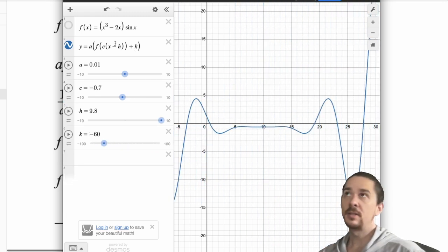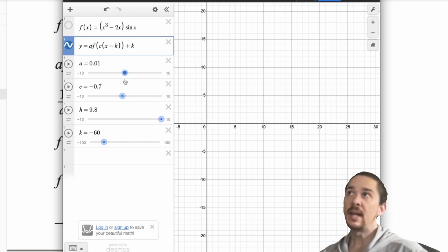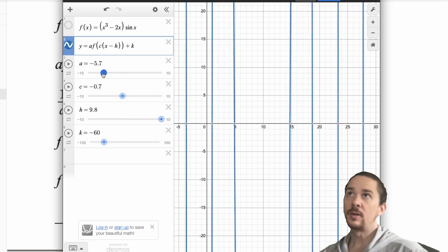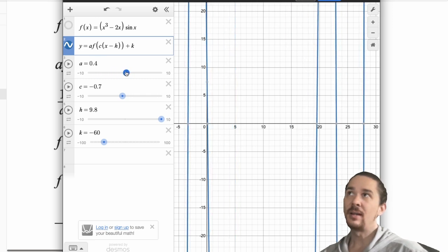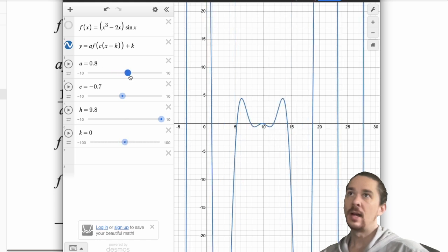There are some subtle differences here to notice. So I put brackets around all of this, so the a gets multiplied by all of this. If I remove those brackets, now the a only applies to the function, and it does not apply to k, the vertical translation.